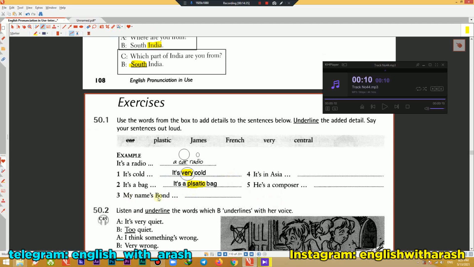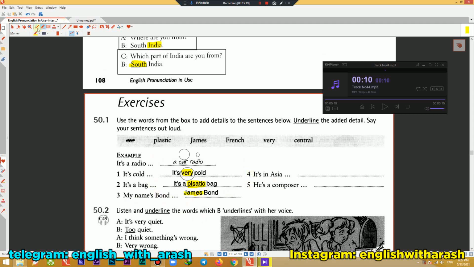The next one. My name is Bond. Oh, my name is Bond. So what do I add here? Name's Bond. James Bond. Yeah. So first I say my name is Bond, and after that I say my name is James Bond. And then I say this James louder. My name is Bond. Well, James Bond.